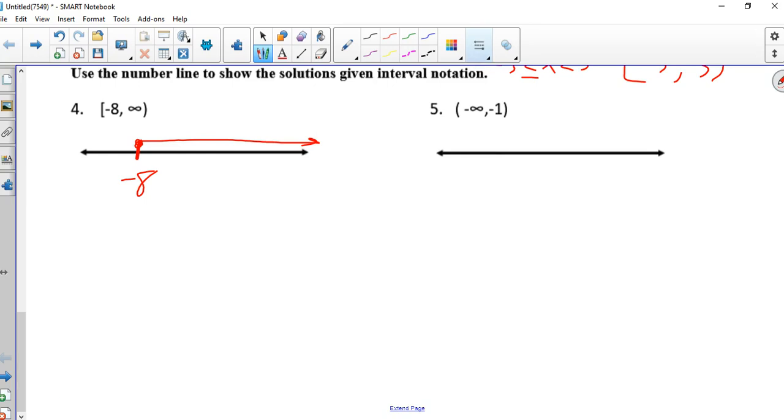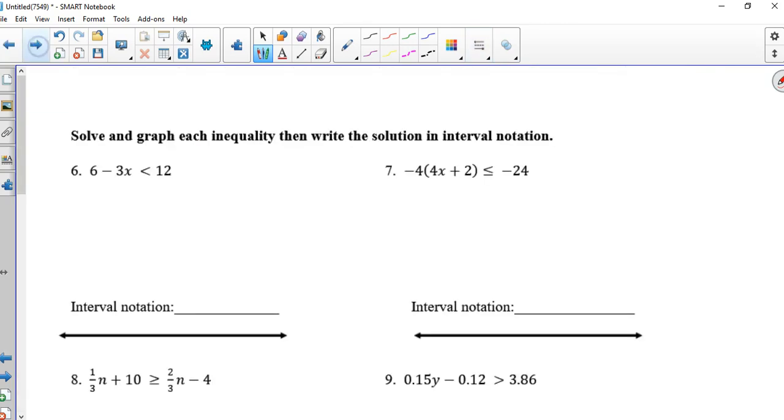Okay, this one is starting at negative 1, and it's going left towards negative infinity with an open dot. And instead of shading, you can just do that above the line.